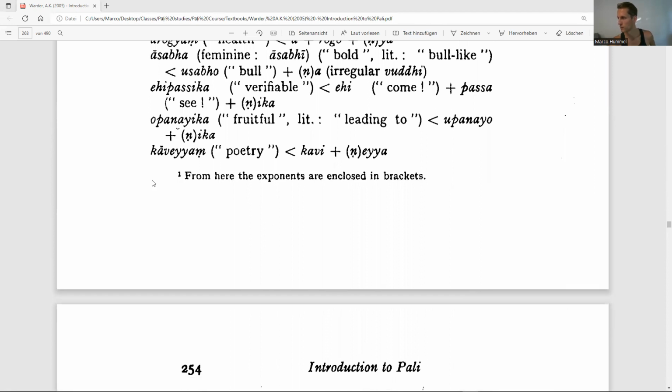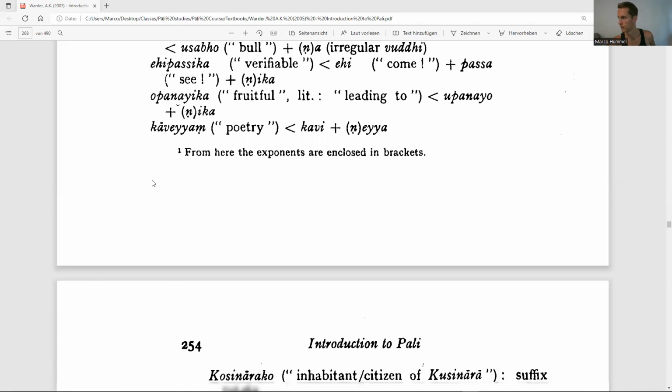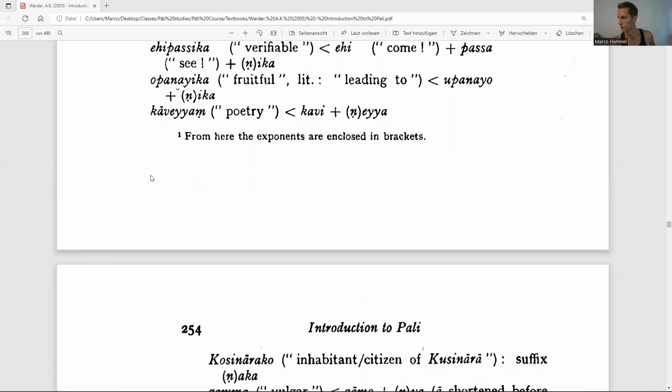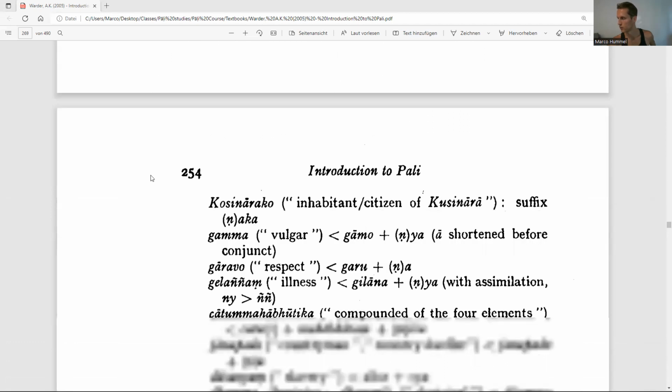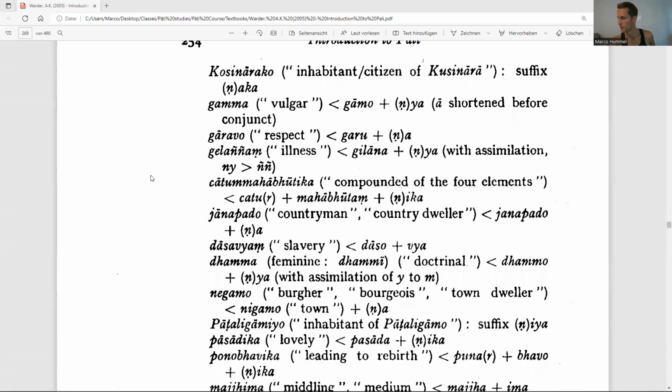Upanayo plus nika gives us opanaika, fruitful or leading to. Kavi plus nea gives us kaviyang, poetry. Kusinara plus naka gives us kusinarako, inhabitant or citizens of Kusinara. Gamo plus nya, so they are shortened before a conjunct, gives us gamma, vulgar. Garu plus na gives us gadavo, respect.